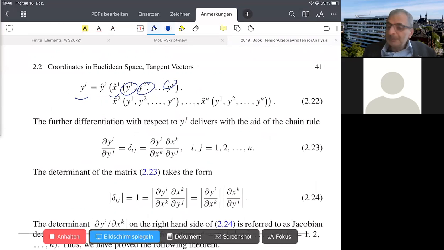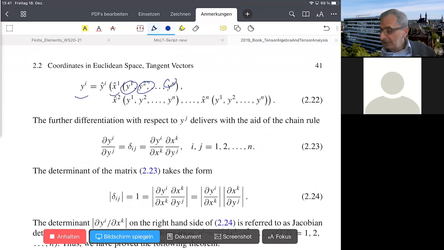Why do I do that? Because now I can take a partial derivative of this yi with respect to yj. These are completely independent coordinates. That is why the result is the Kronecker delta. Only if I take dyi with respect to the same coordinate is it 1. Otherwise, it is 0. And that is why I can write here the Kronecker delta, right?